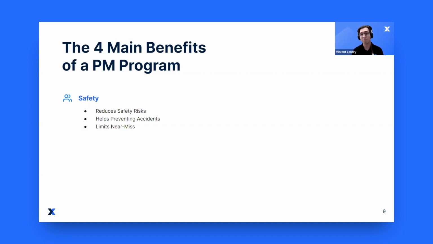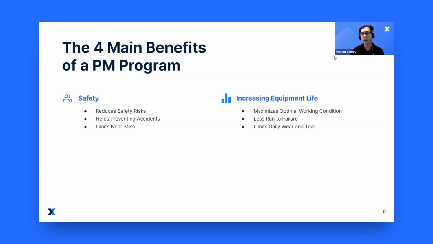But also, if you have a wall-mounted HVAC, for example, you want to make sure that it's maintained, that it's in good shape, and that there's no risk of it falling down on somebody, of course. So what a good PM program does in terms of safety is help to reduce safety risks. It helps us prevent accidents and limit near misses, which is, of course, a goal that we should all share.